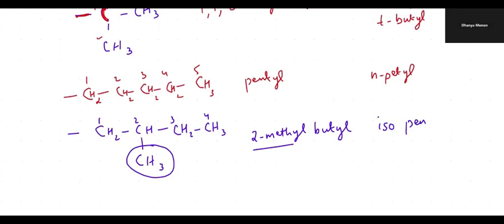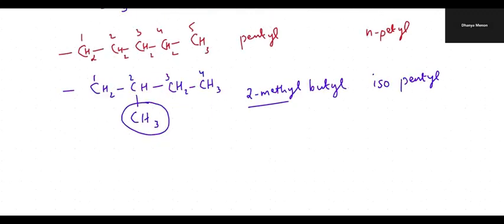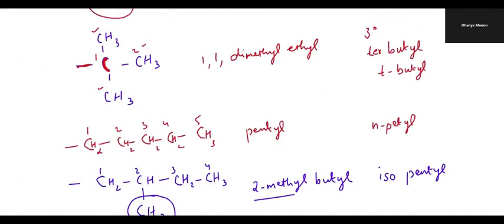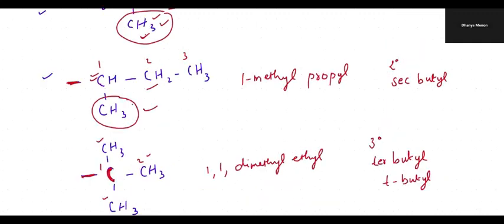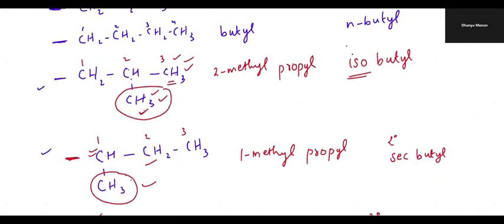Whenever there is a methyl group at the second position, and the rest of it is a straight chain, then you can call it an iso group. Here there is a methyl group at the second position and the rest of the group is straight. Then also you can call it iso group. So this rule is satisfied here also.